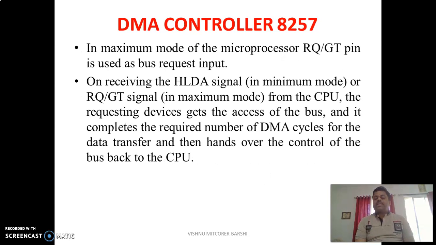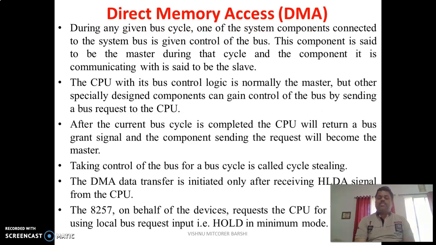Now in maximum mode of the microprocessor, the RQ/GT pin is used as a bus request input. On receiving the HLDA signal in minimum mode or the RQ/GT signal in maximum mode from the CPU, the requesting device gets access to the bus and completes the required number of DMA cycles for the data transfer, and then hands the bus back to the central processing unit.